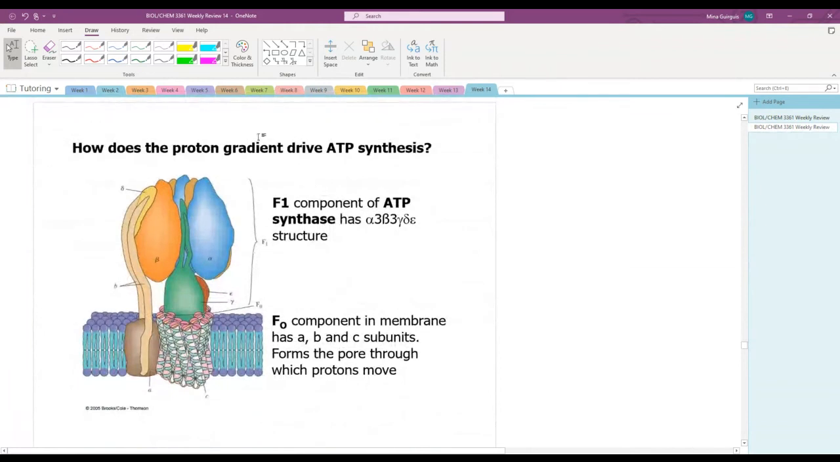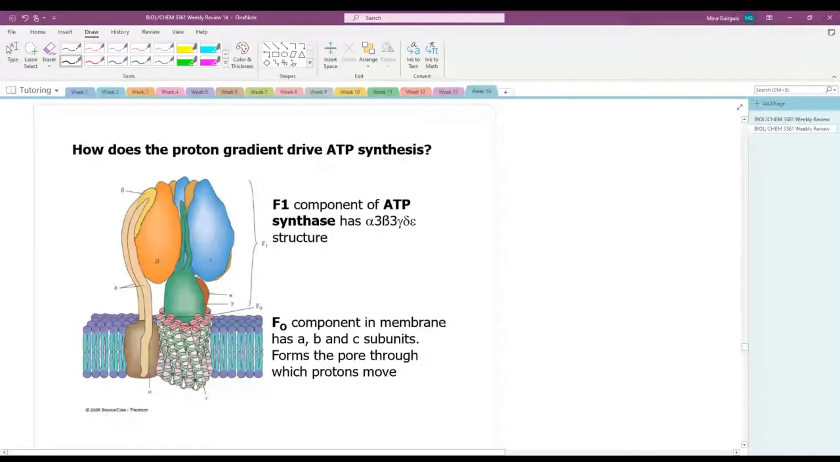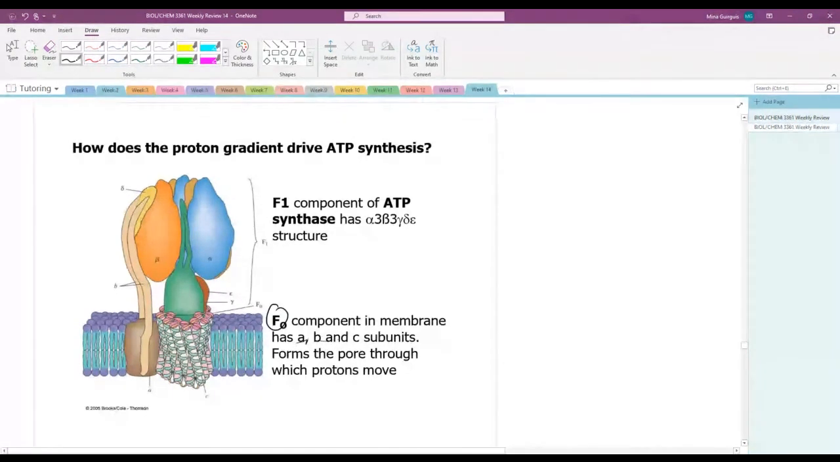So how does the proton gradient drive ATP synthesis? Great question. We talked about F1 and F0 very briefly. I'm going to start with F0 because it's a little bit easier. It's got A, B, and C subunits, and it forms the pore through which the protons move. In other words, it's a transport channel that protons can flow through. F1 is basically the synthase, and it's got an alpha.